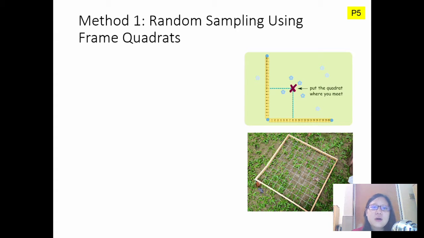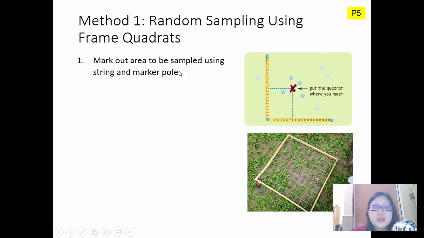Okay, so what's the first thing you should do when you come to an area where you want to do random sampling? You need to define the area, to fence up the area, to know where you're measuring. So you mark out the area to be sampled using a string and marker pole. In this case, they use some sort of tape. That's fine too. You usually use the poles at the corners, and then you basically mark the area out with string or tape.